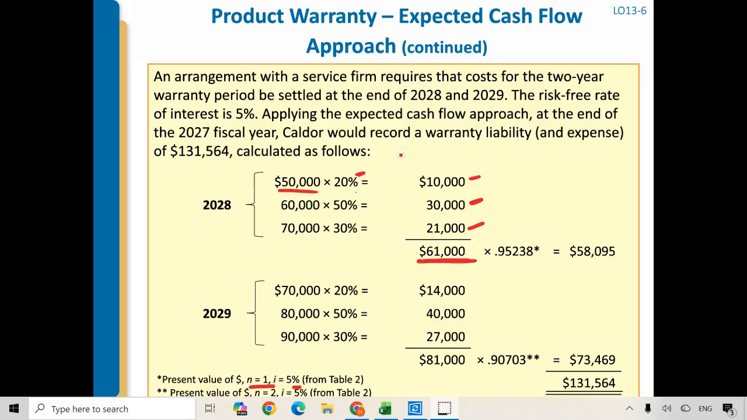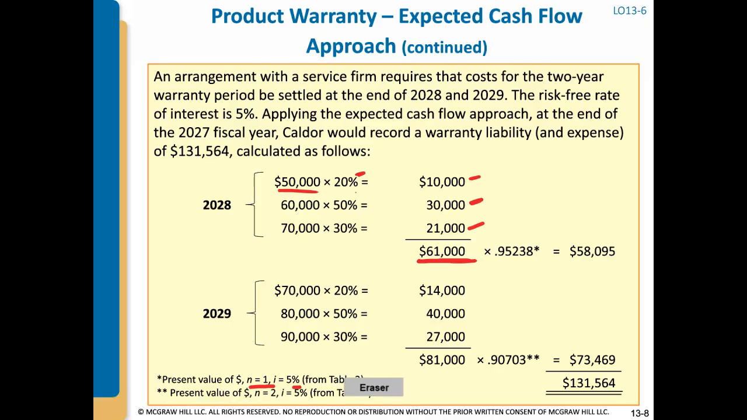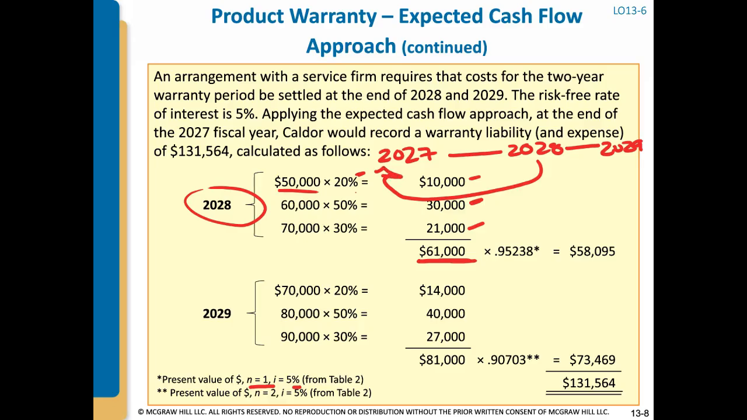Now, we made these sales in 2027, right? And it's going to go to 2028. There's a 2-year product warranty, 2029. So when we do our present value for 2028, we're just bringing back 1 period. So we're going to use the present value of n equals 1, the number of periods 1, and the interest rate is 5%, which gives us 0.95238. So we take our 61,000 times that number, which gives us 58,095.